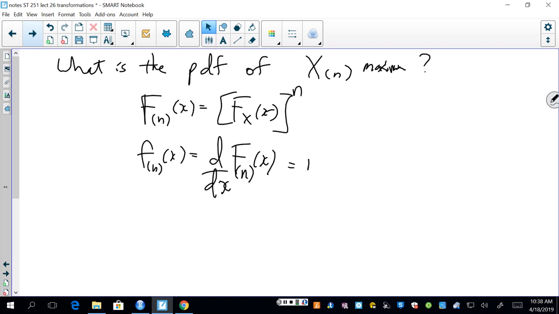So we're going to differentiate this. It's n times the cumulative distribution function of one of them, that thing raised to the n minus 1 power, and then we take the derivative of the capital F in here and get the lowercase f. So that ends up being that.